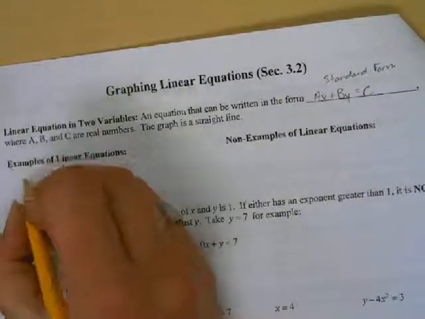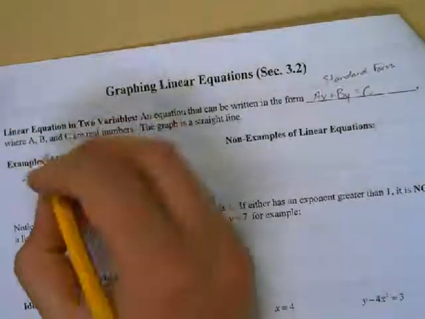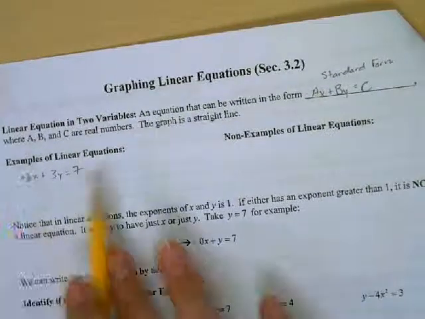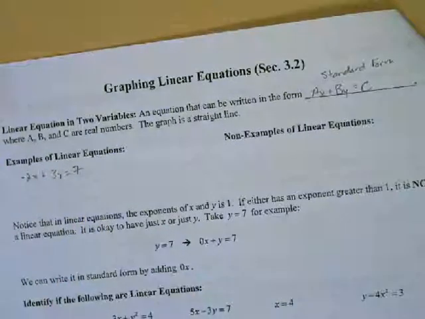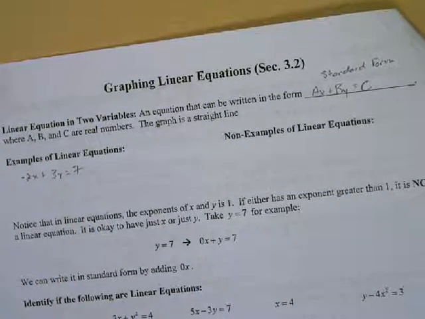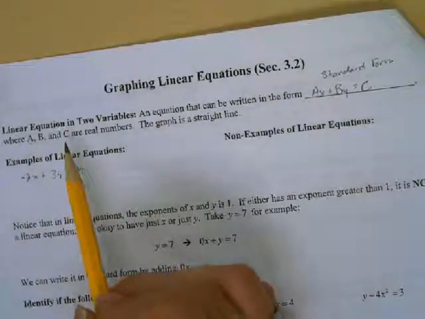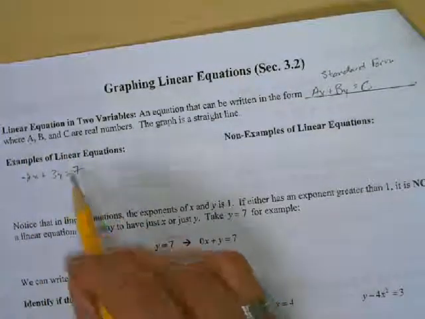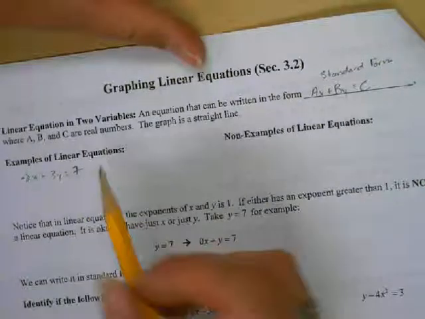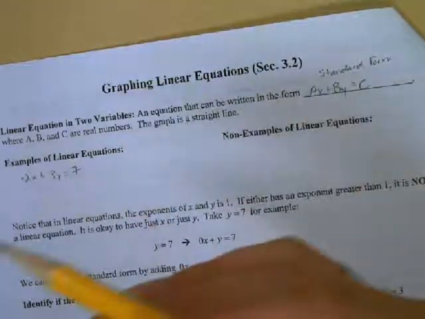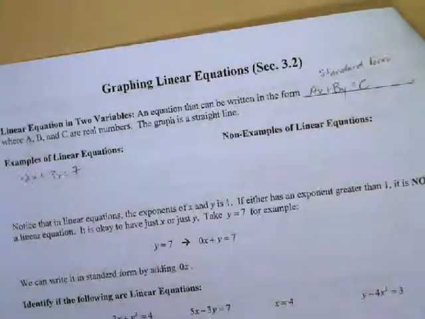So examples of linear equations could look exactly like that: negative 2x plus 3y equals 7. Whatever those numbers are, we've got the x plus the y equal to the c. But it doesn't say that a, b, and c have to be actual numbers. Let me rephrase that. It says that a, b, and c are real numbers, which means that a, b, and c are allowed to be 0, is what I'm trying to say.